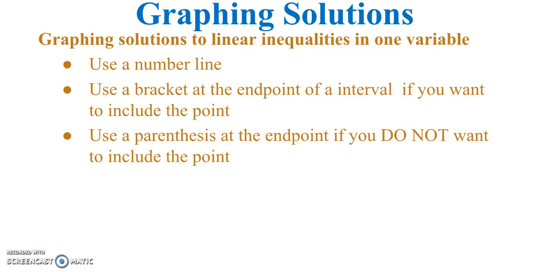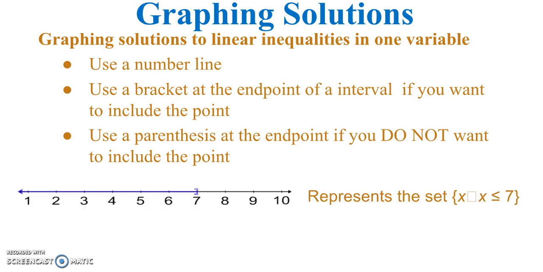When we are graphing these, this is the most important. Number 1, you need to make sure you have a number line. Number 2, if it is a less than or greater than, so no equal to, just less than or greater than, so it's just the alligator mouth, then you will use a parentheses. If it is an equal to, so there's a line below the alligator mouth, then you'll use a bracket.